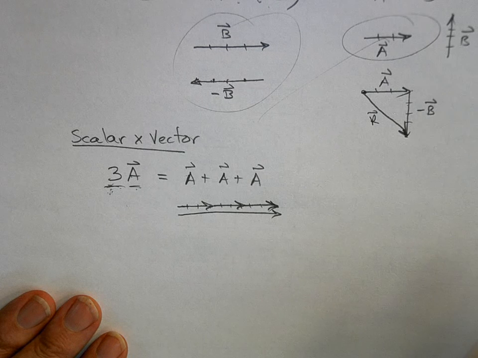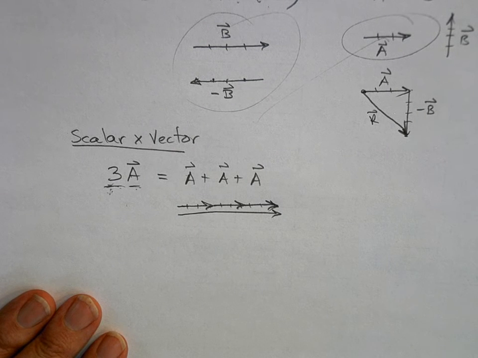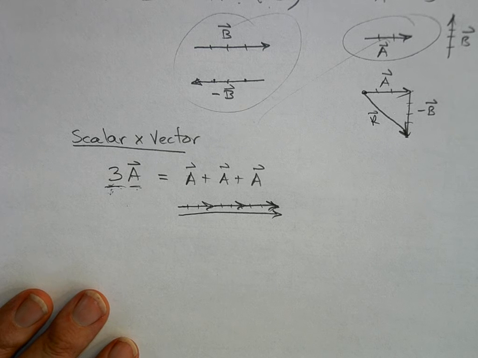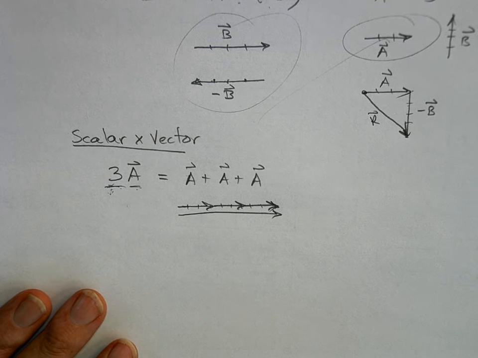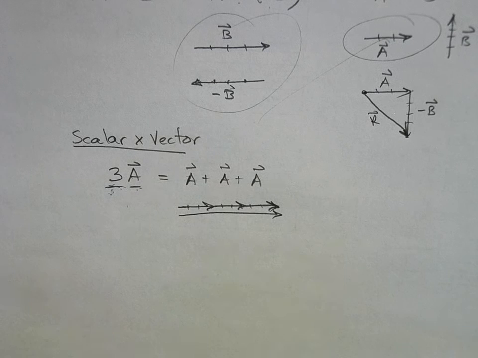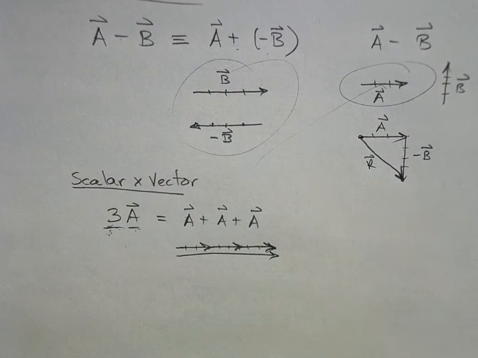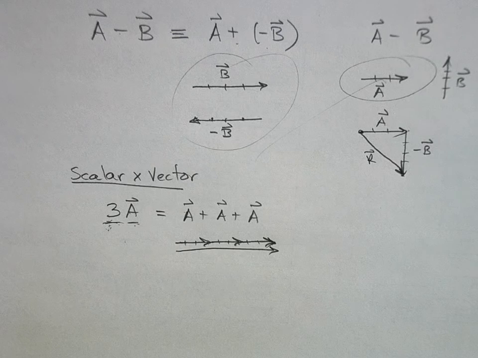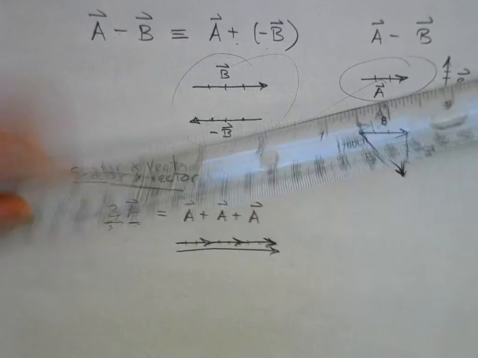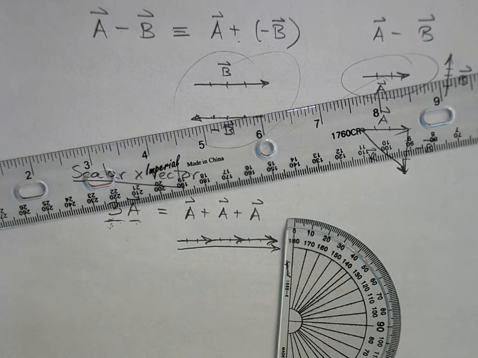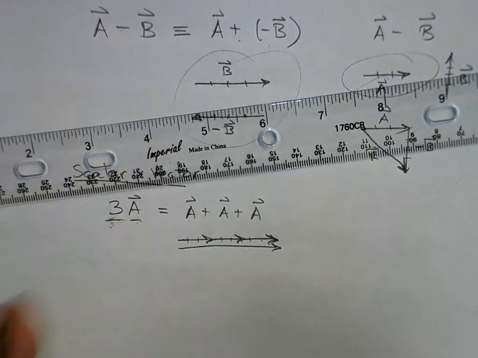Now, what do you need to do? Well, some of the homework asks you to make a scale drawing and add vectors and figure out what the answer is. Now, later on, we're going to add vectors mathematically. We're going to use trigonometry, x and y components, and add the x components and the y components. But you won't need to do that for this assignment. What you're going to need, though, is a ruler and a protractor. And then what it says is, add this vector plus this vector.